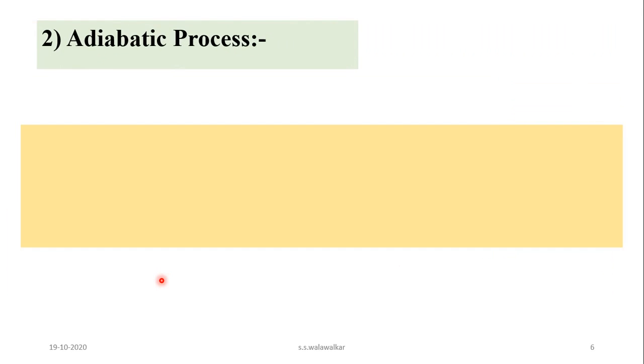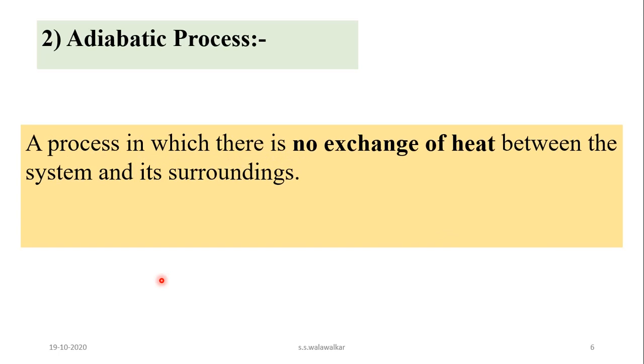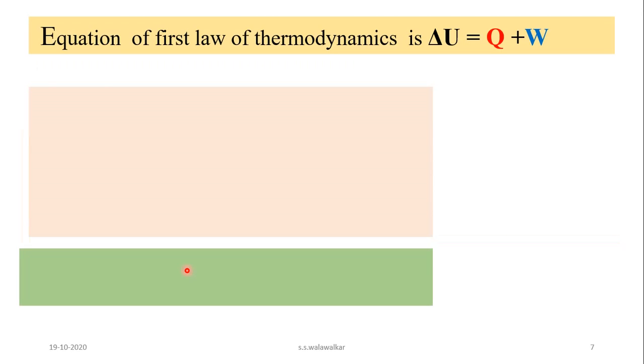See here, the second process, that is adiabatic process. Adiabatic process means a process in which there is no exchange of heat between system and surrounding. That means a process is carried out in an insulated vessel or in a thermos flask, where there is no exchange of heat as well as matter with the surrounding, and therefore in such cases Q, that is heat, is equal to 0. No change in the heat.